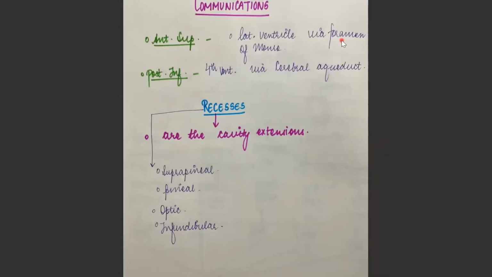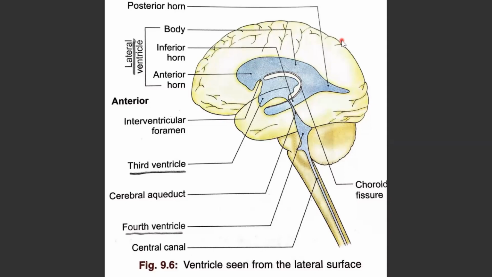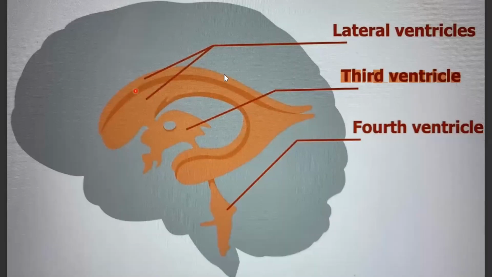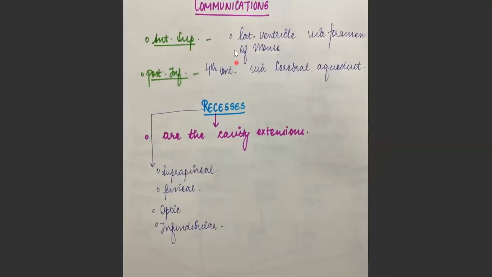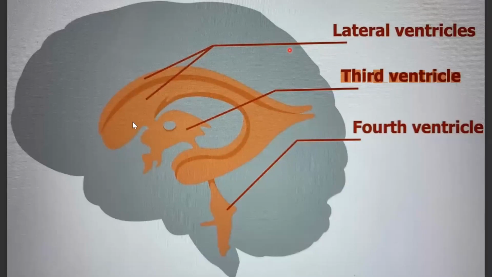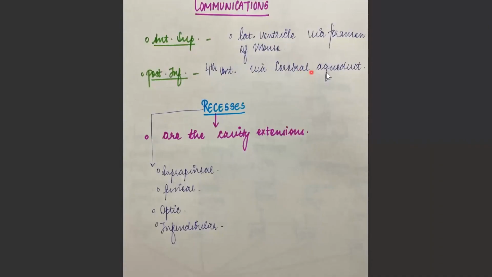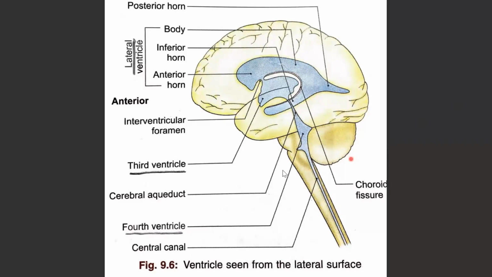The communications of the third ventricle, as I told, anterior superiorly, meaning the uppermost part, I have shown you, it is surrounded by the lateral ventricles, and posterior inferiorly it is surrounded by the fourth ventricle. So it communicates with the lateral ventricle anterior superiorly via the foramen of Monro, and posterior inferiorly via the cerebral aqueduct. So this is basically your cerebral aqueduct.